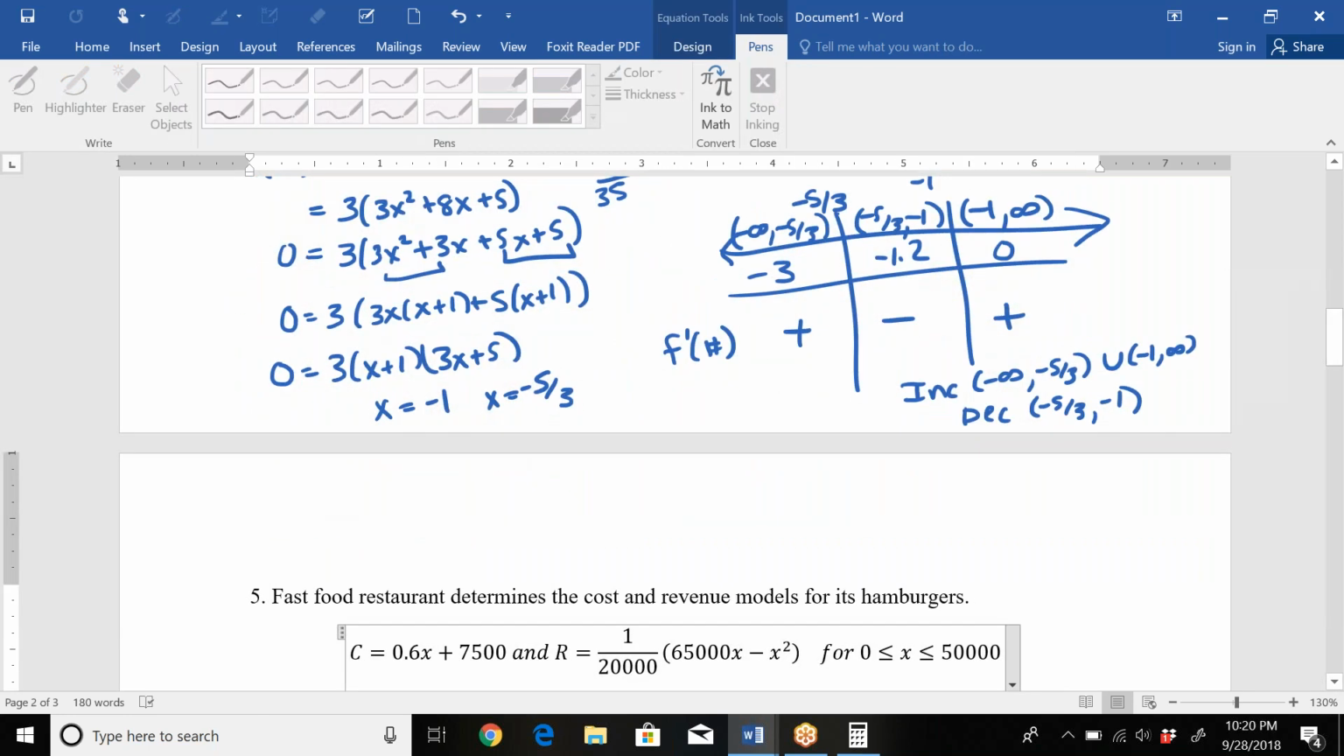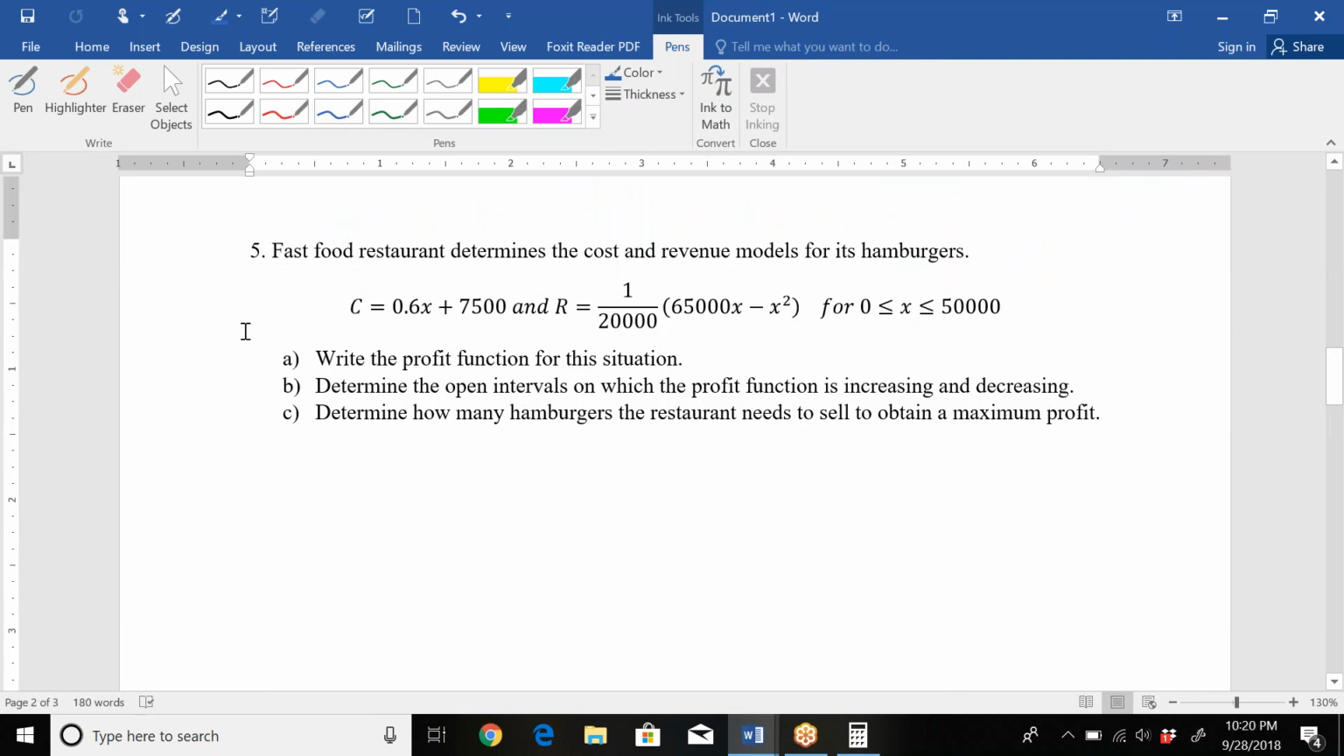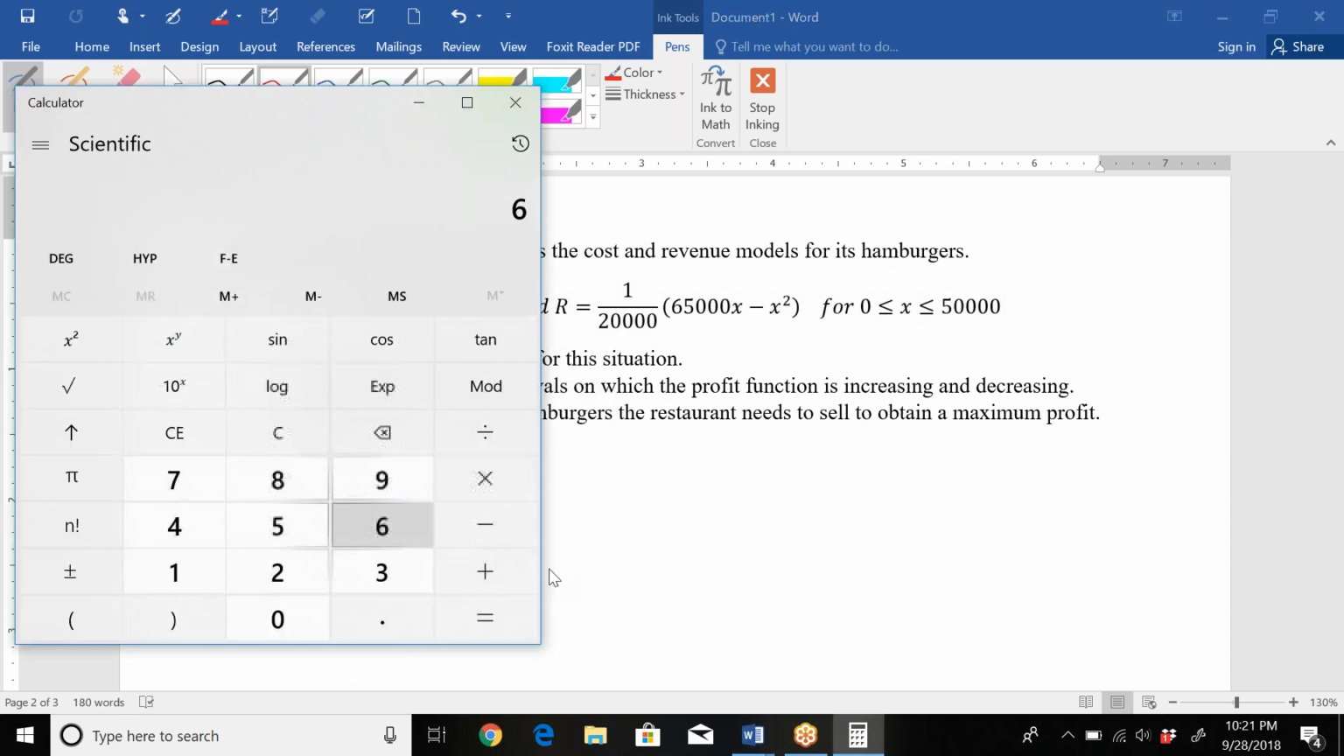Now remember, the whole point of that is going to be in the next section. We're going to actually tell which one of those are maximums or minimums. So let's look at number 5. Fast food restaurants determine the cost and revenue models for its hamburgers. So this is the cost function. Here's the revenue function. If it was me, I would probably distribute that 1 over 20,000 to that. Let's just rewrite what that would look like.